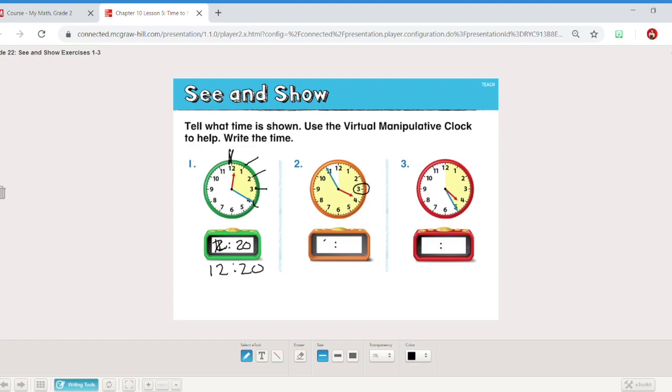So our hour is 3. And we're going to count by 5s all the way to the 11 where our minute hand is. 5, 10, 15, 20, 25, 30, 35, 40, 45, 50, 55. So that is 3:55. On our last one here, our hour hand is sitting between 4 and 5. It is not 5 yet, so we say it is 4. And let's count by 5s all the way to that 5 hand. 5, 10, 15, 20, 25. So it is 4:25.